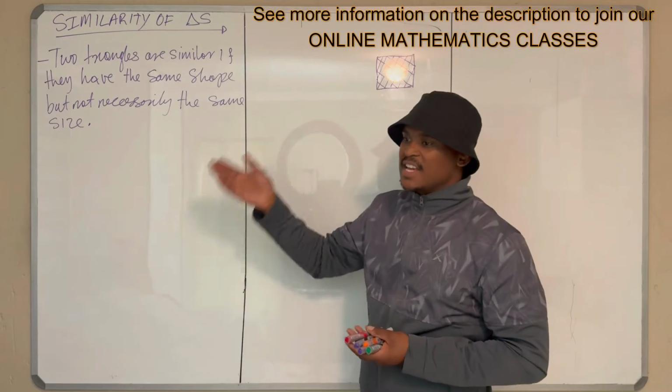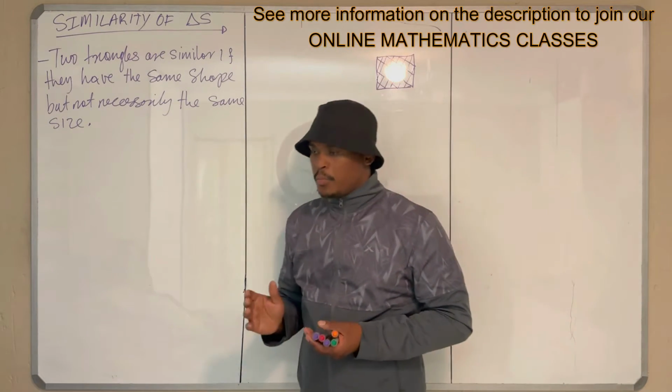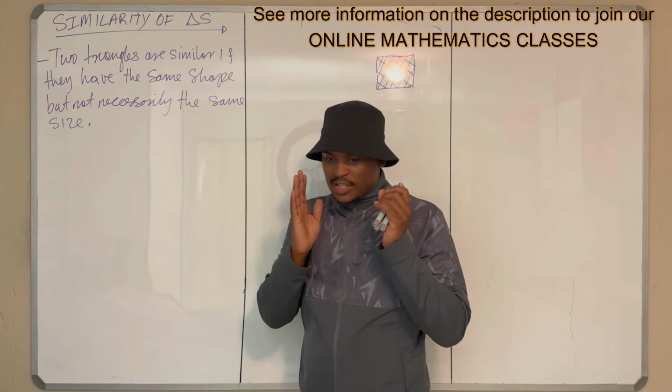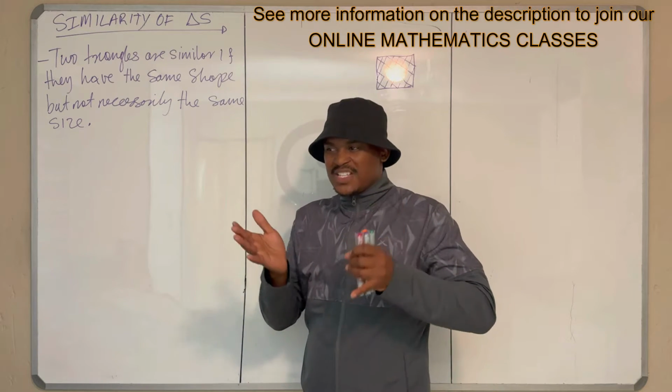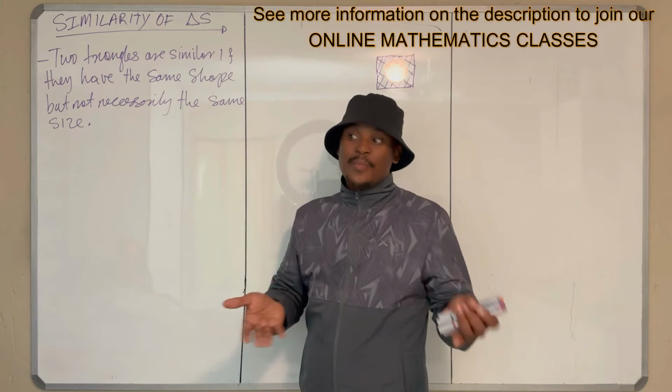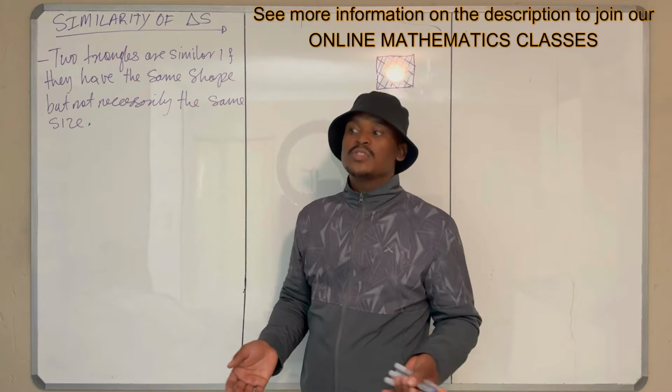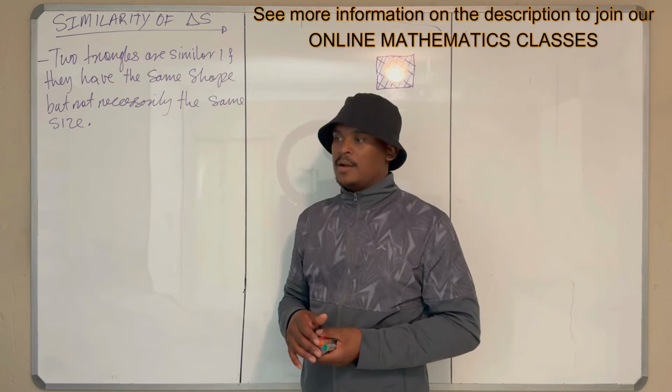In this case, you're dealing with two triangles that look the same. They have the same shape, but they might be different in size, or they might be the same size. They will still be similar. That's what it means.